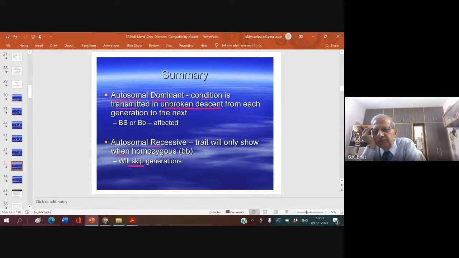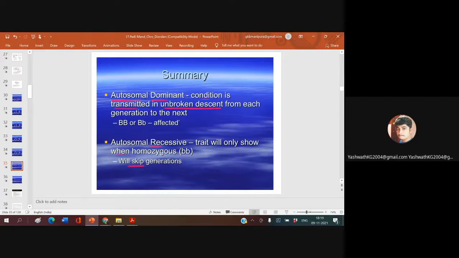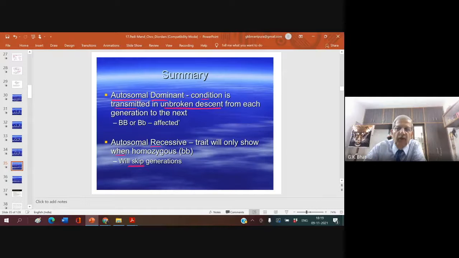Everyone understood? Sir, can you please repeat again? See, I will show you an example. If it is autosomal dominant, in all generations you see the affected individual. Unbroken descent. Descent means going from one generation to another. The condition is transmitted in an unbroken line, that means from 1 to 2 to 3 to 4, each generation. Understood? Who asked this? Yashwant, see here.